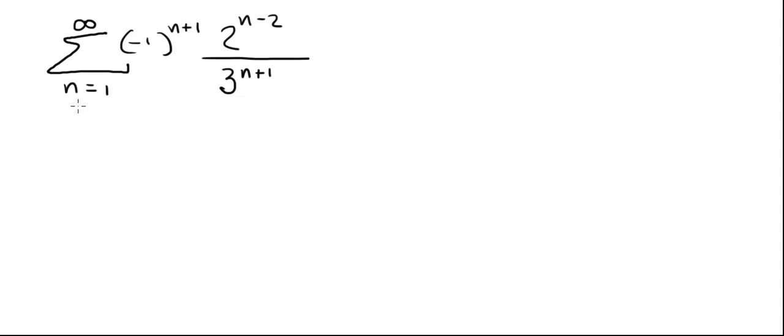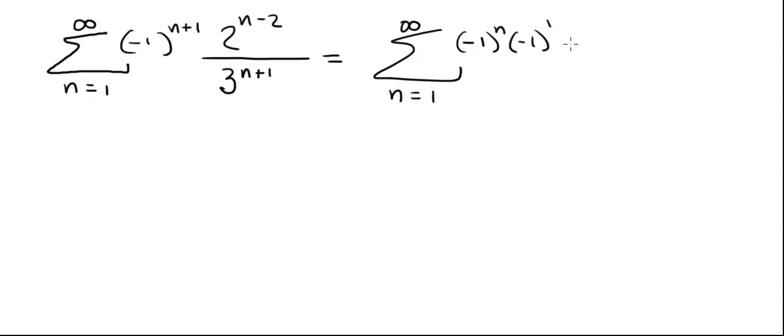But note that this series starts at 1 and not at 0, so there are a couple of things we have to do first. First thing we're going to do is make sure that everything is raised to the same power. Let's raise everything to the nth power. We'll take (-1)^(n+1) and write it as (-1)^n times (-1)^1. 2^(n-2) we'll write as 2^n times 2^(-2), and then divided by 3^(n+1), which we'll write as 3^n times 3^1.